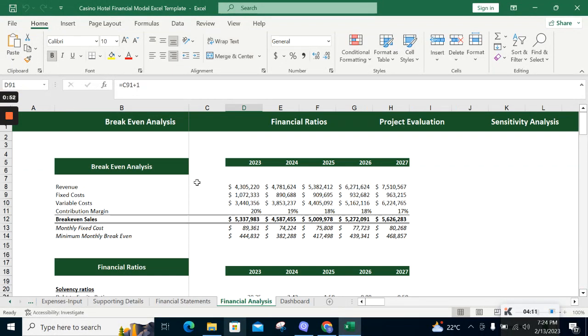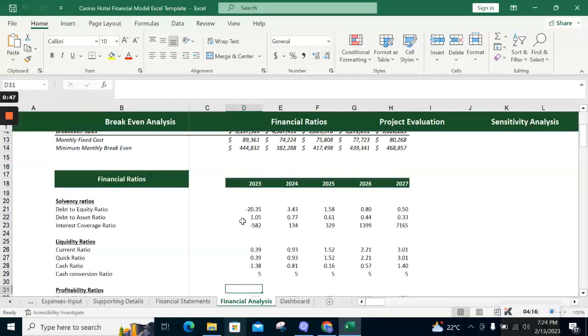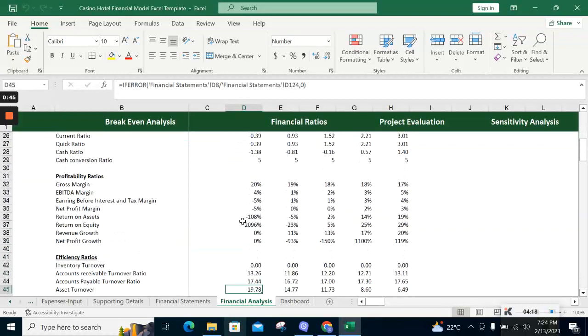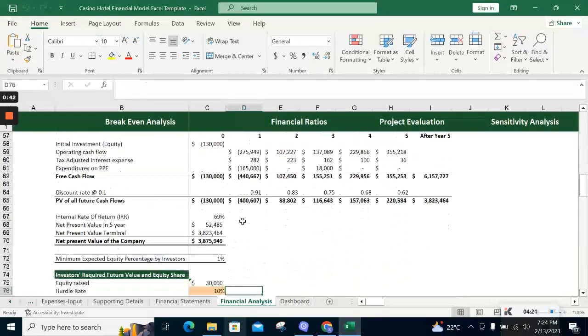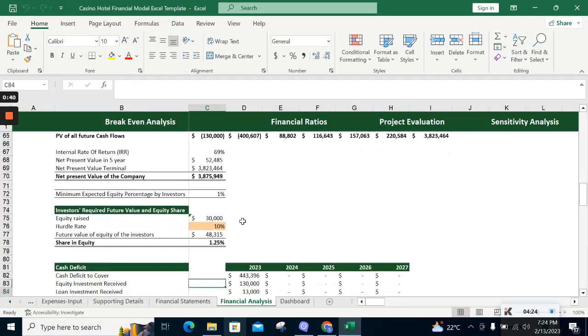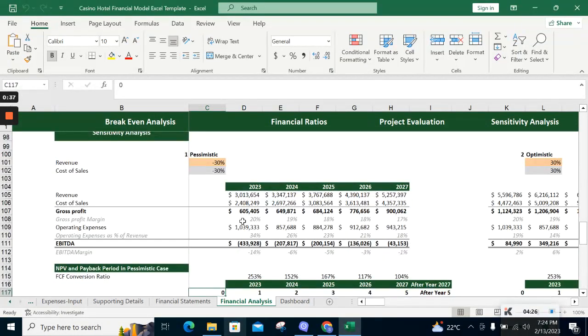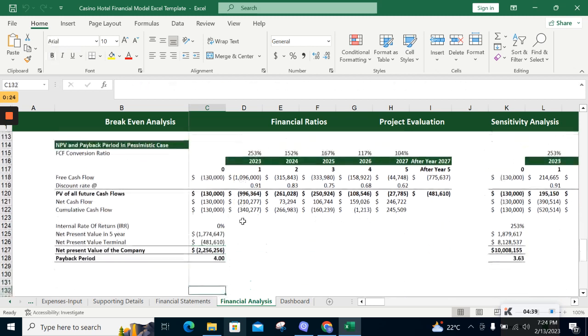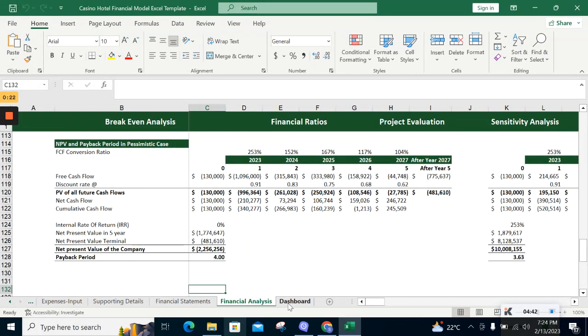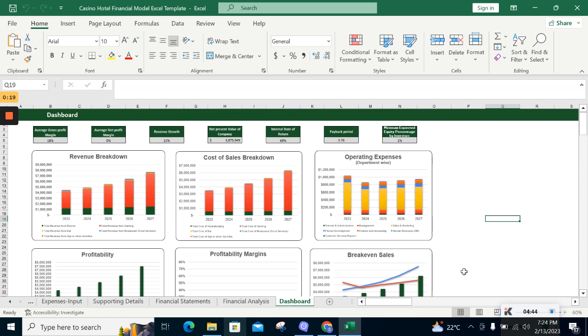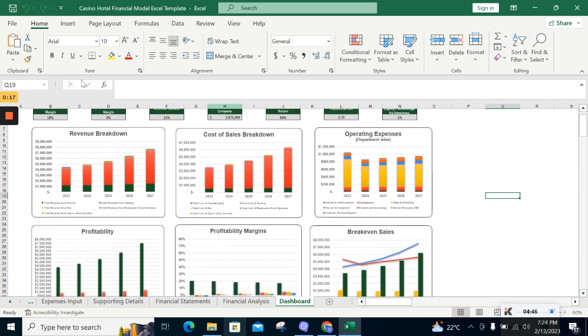The financial analysis sheet contains break-even analysis, that is the break-even point when there is no profit and no loss, financial ratios, solvency, liquidity, profitability, and efficiency ratios, and the project evaluation like the net present value of the company and the payback period. And then we have the sensitivity analysis, that is when we change the revenue and cost of goods sold, what will be the impact on the income statement, and the payback period and the net present value of the company. And finally we have the dashboard to visually represent the company's performance.